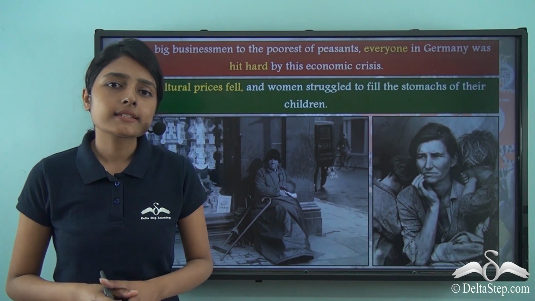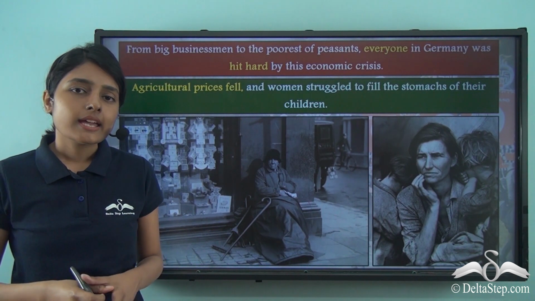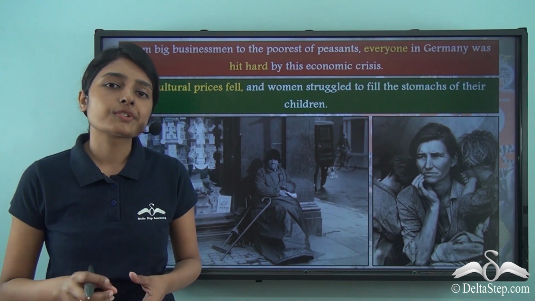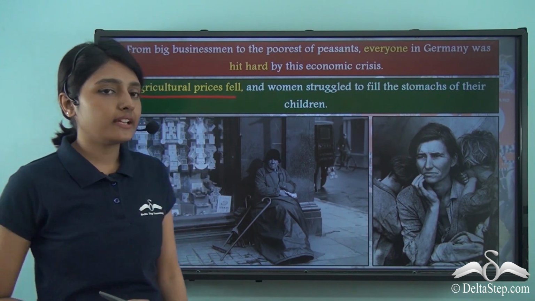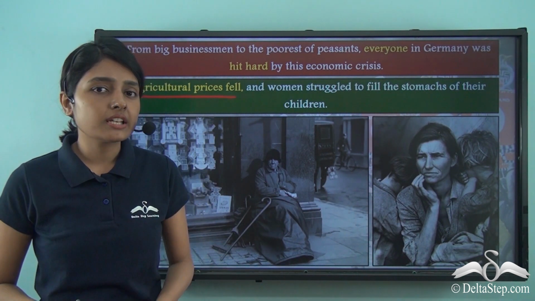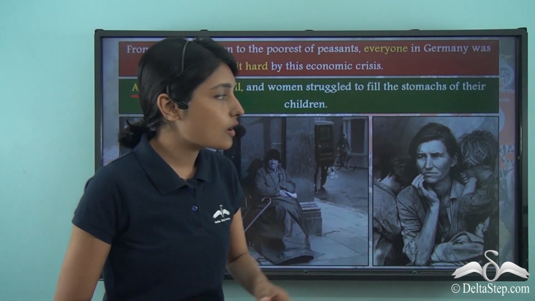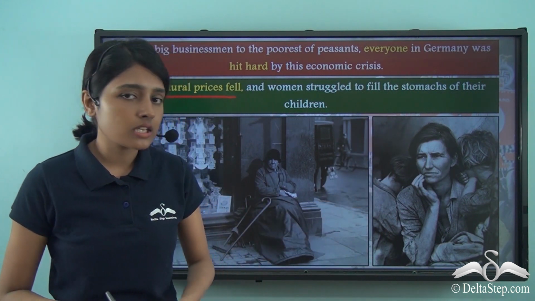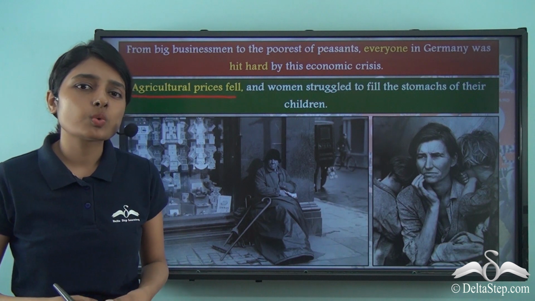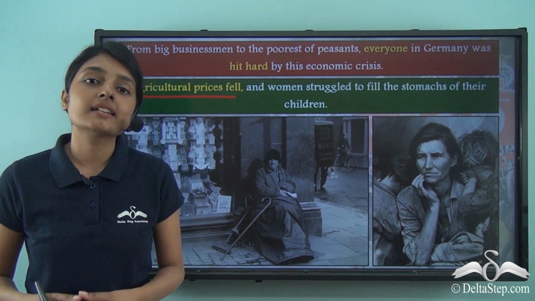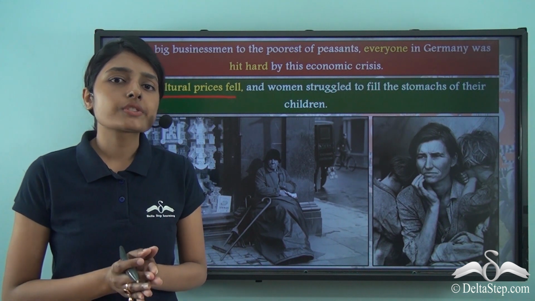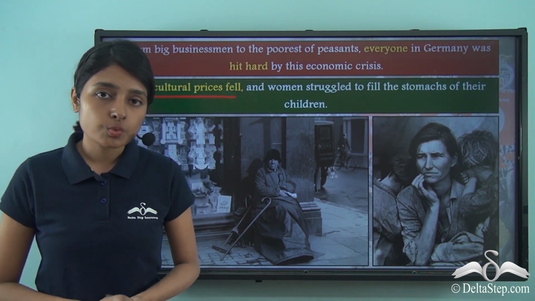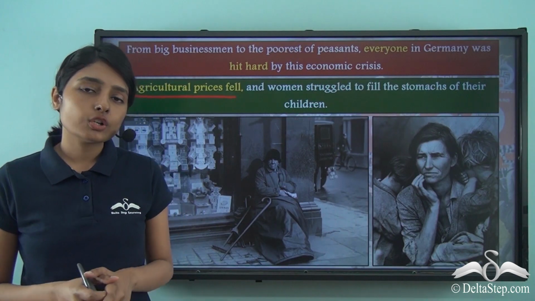Now, in the absence of proper resources, agricultural production was also affected, which is why agricultural prices fell. Women were struggling to fill the tummies of their children, as you can see here. So many children were actually spending their days and nights in hunger. And it was all because of that one First World War and everything that followed it.